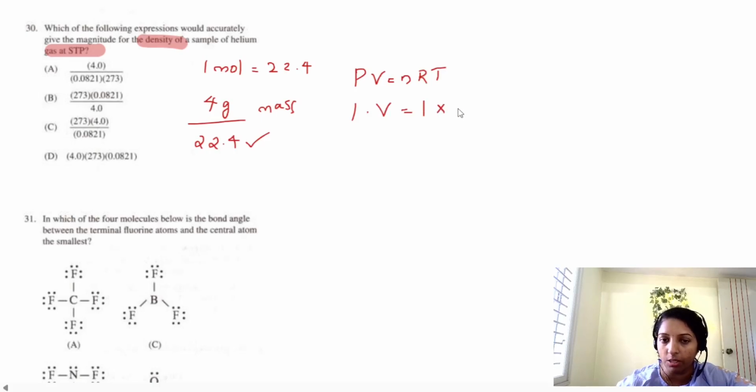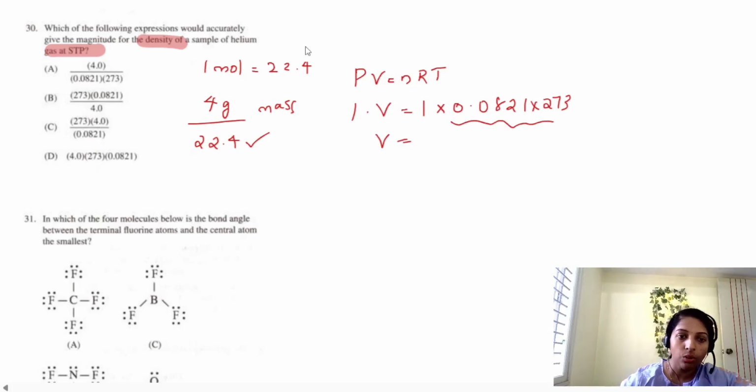And R is 0.0821 and temperature, it's STP, so the temperature should be 273 Kelvin, right? 0 degrees Celsius. So the volume, this 22.4, is nothing but 0.0821 times 273. So yes, first option, correct? First option will give that one.